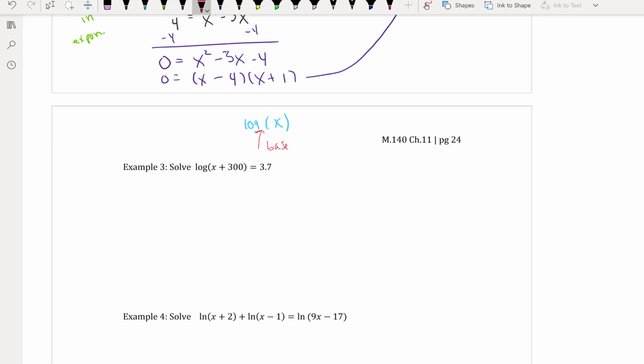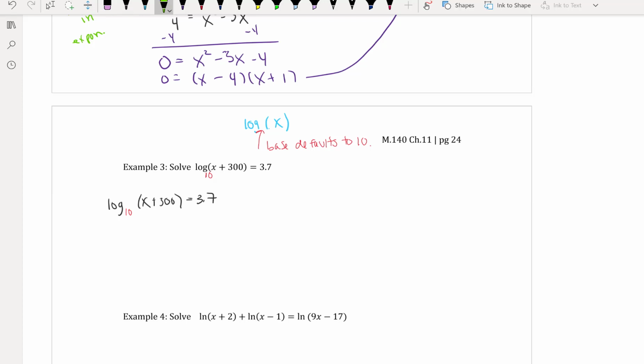Base defaults to 10. So this is really a base 10 here. So when I rewrite it, I have log base 10 of x plus 300 is equal to 3.7.